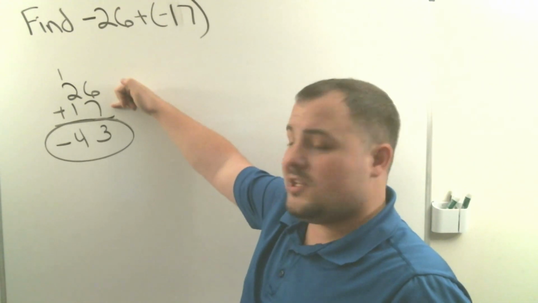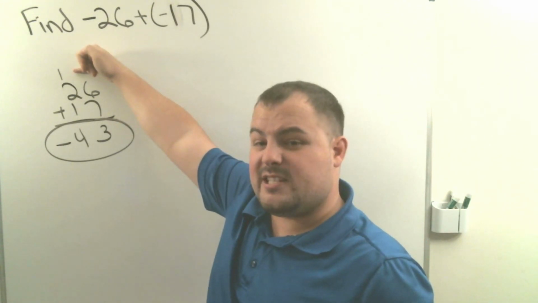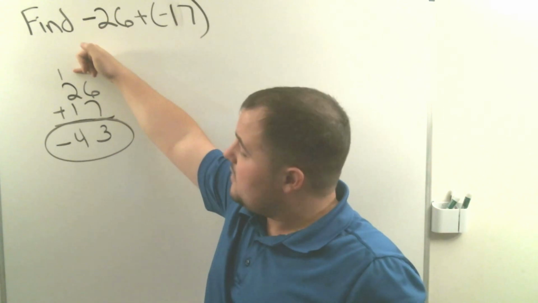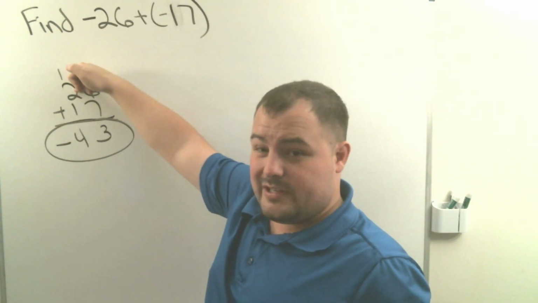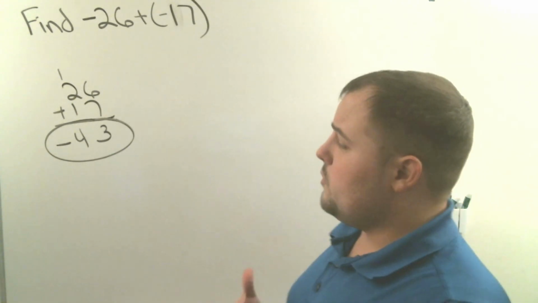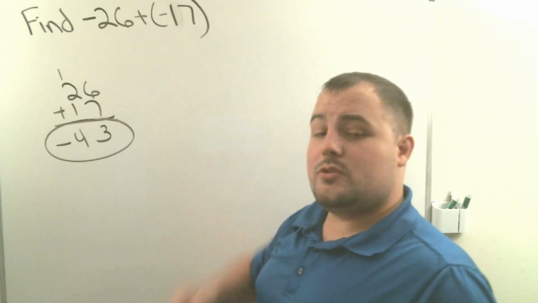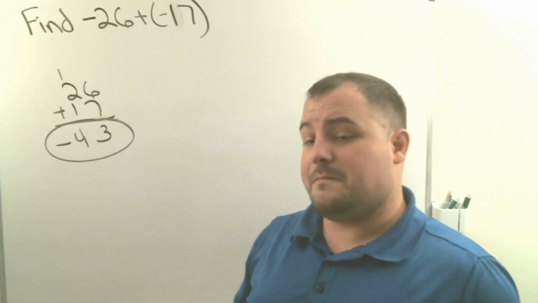6 plus 7 is 13. We drop the 3 down, carry the 1 for the 10 over to the tens place. 1 plus 2 is 3. 3 plus 1 is 4. So 26 plus 17 is 43. But since we're adding 2 negatives, it becomes a bigger negative. So negative 43 is my answer.